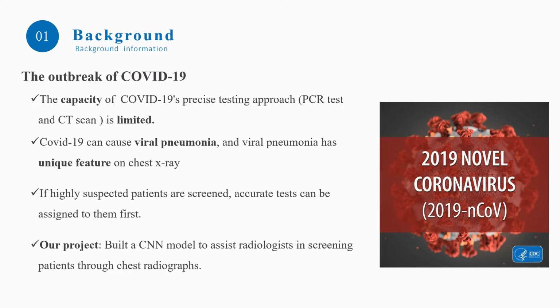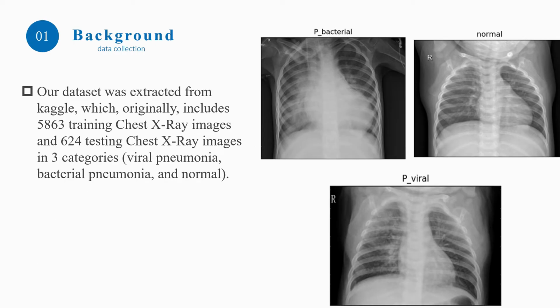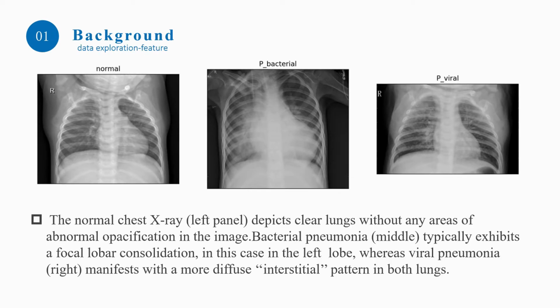So our project is to build a CNN model to assist radiologists in screening patients by chest X-ray, just for assistance, not to do diagnosis. Then let's talk about datasets. Our dataset was downloaded from Kaggle, which includes 5,863 training chest X-ray images and 624 testing images in 3 categories. Here are 3 samples from 3 classes.